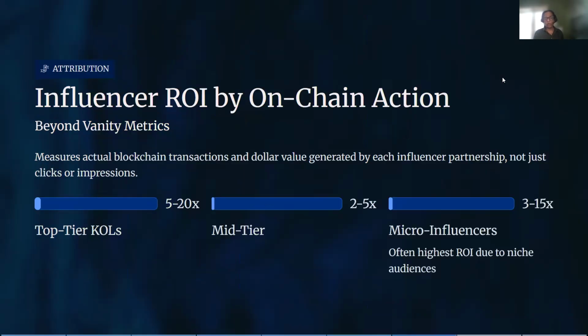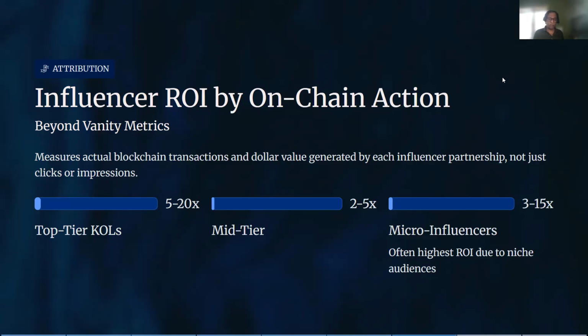So, influencer ROI by on-chain action. This is another metric. Now companies have started measuring it from the marketing agency's point of view. You need to measure this one also, because companies are engaging multiple influencers, and you want to measure how well each influencer is working for them to attract customers.